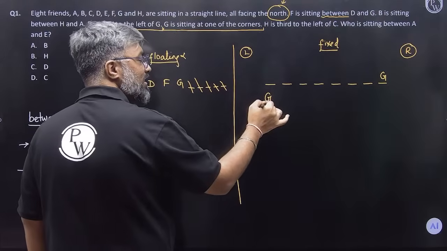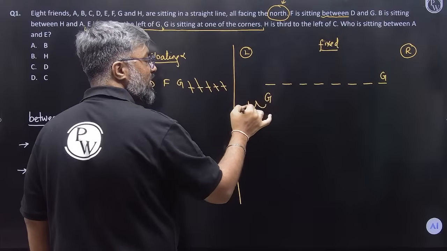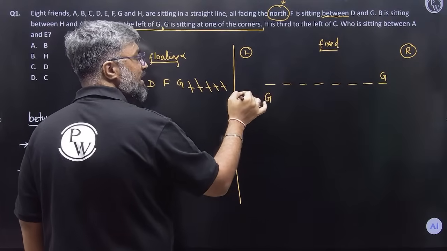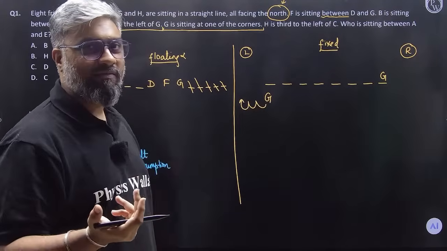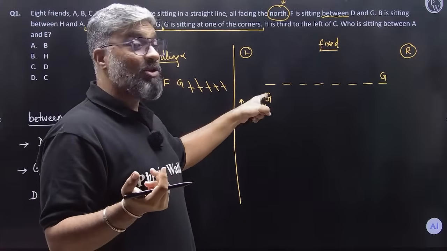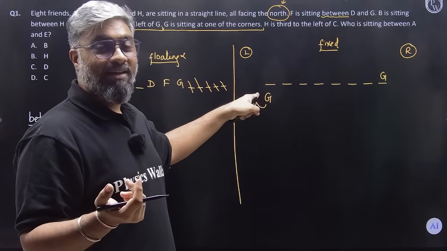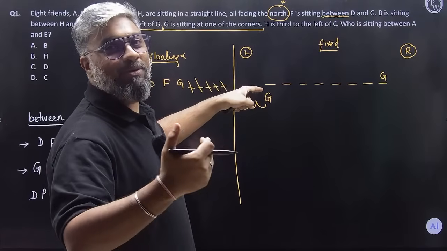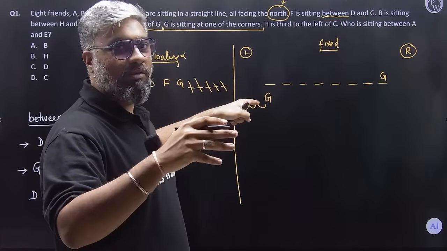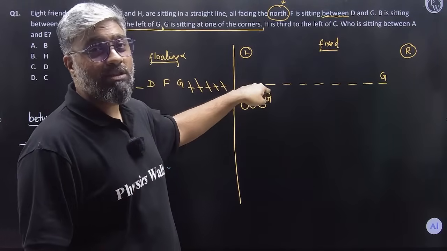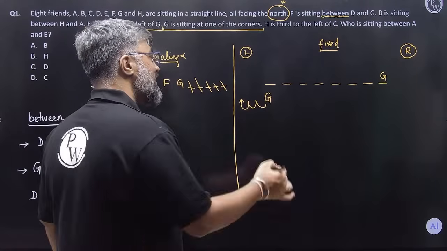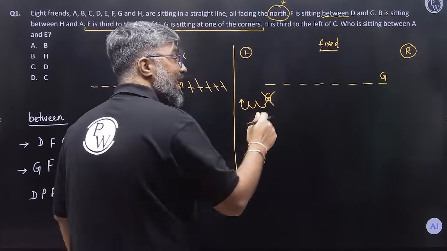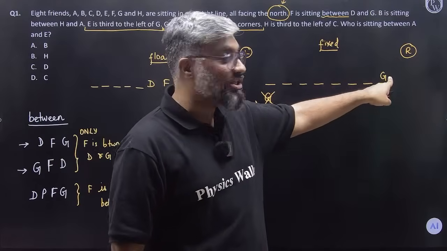E is third to the left of G. If G is here, is there a possibility for a third left anywhere? First left, second left, third left. Can I have a third left? My brother, G is already in the left extreme. Yes, beyond G, there's probably a wall. So nobody is going to go sit themselves into a wall. So is this G's position possible? No. So I've easily eliminated one, and I know for sure that this is where G is going to be.